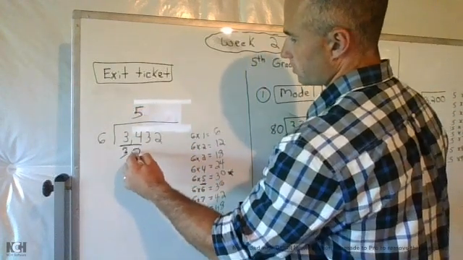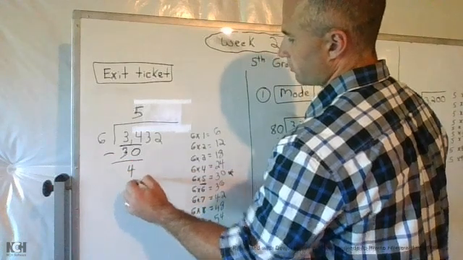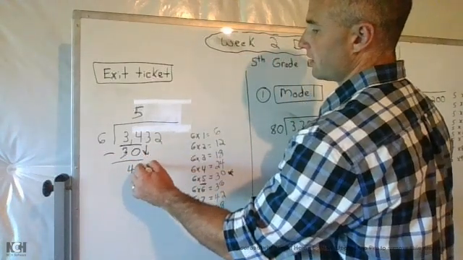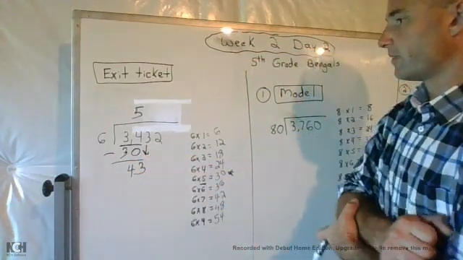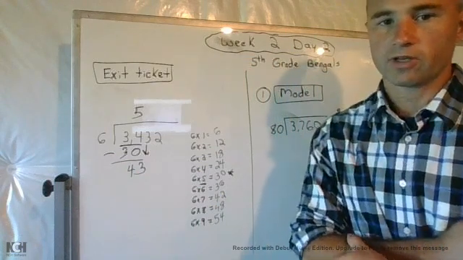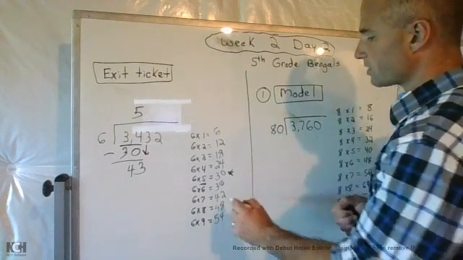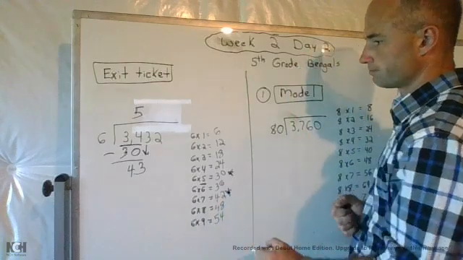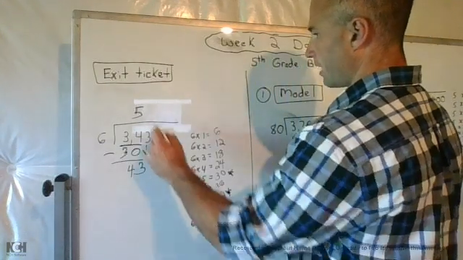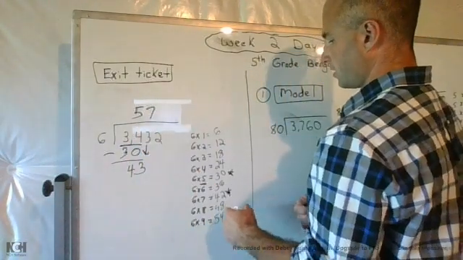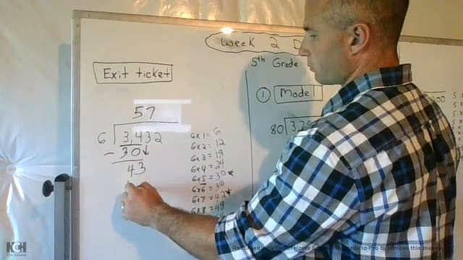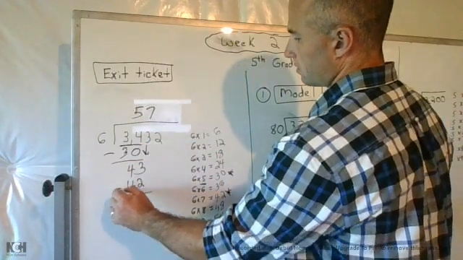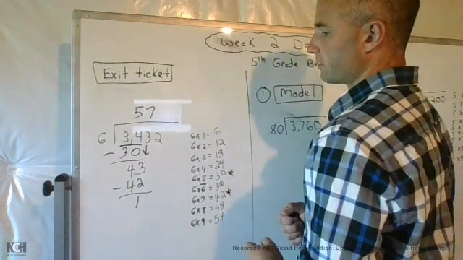5 times 6 equals 30. Subtract, you have 4 left over. Bring down your 3, you have 43. How many 6s will go into 43? Closest I can get to is 42. And there's 7 of them. So 7 times 6 equals 42. I have 1 left over when I subtract.